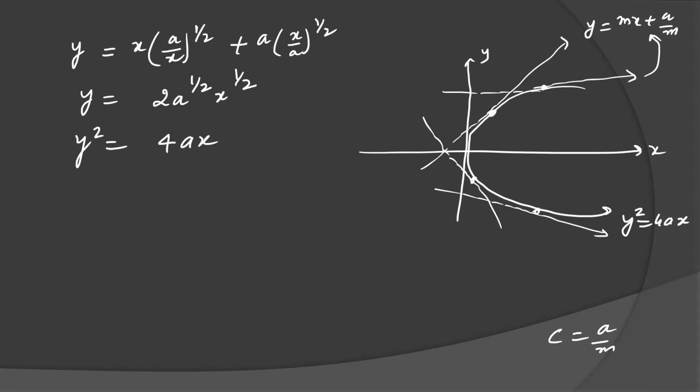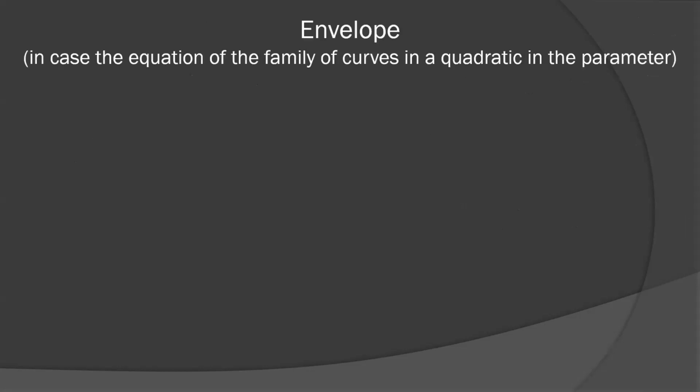But they all belong to one family due to one parameter m. Okay. We have one trick also. Equation of envelope when parameter has a quadratic form. Suppose you are going to find the equation of envelope, but your parameter is given in the quadratic form, then we have a shortcut method also for finding the equation of envelope. Let's see the shortcut.